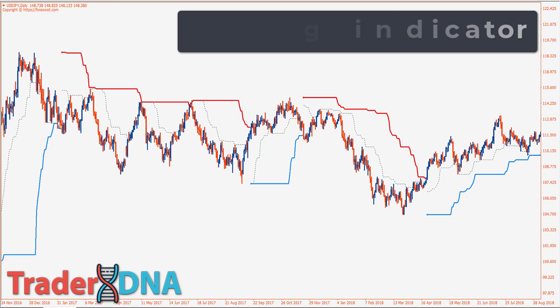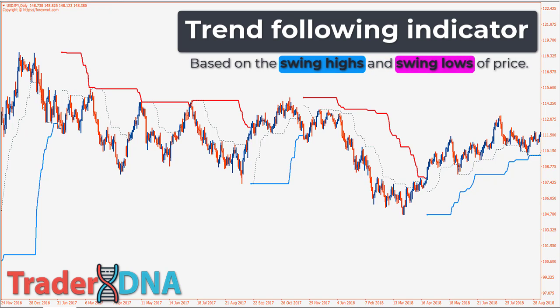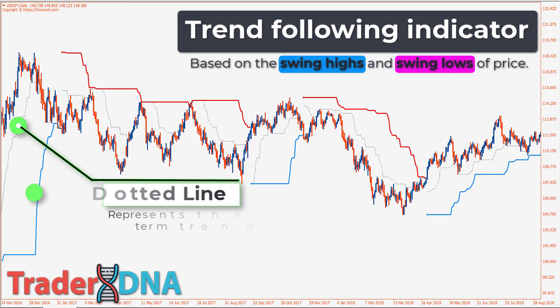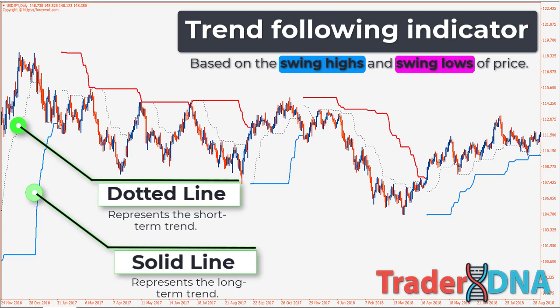Trend Following Indicator. The Turtle Channel Indicator is a trend-following technical indicator which is based on price action, particularly the swing highs and swing lows of price. This indicator plots two types of lines. The first line is a dotted line, which represents the short-term trend. The second line is a solid line, which represents the long-term trend.